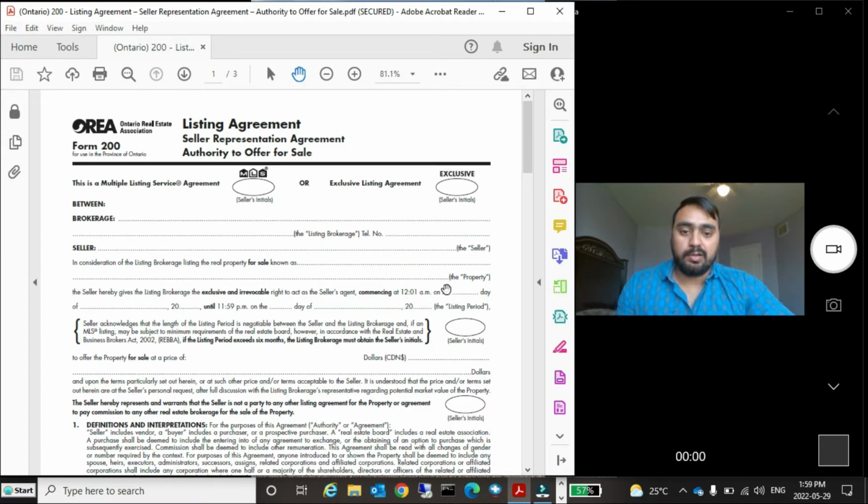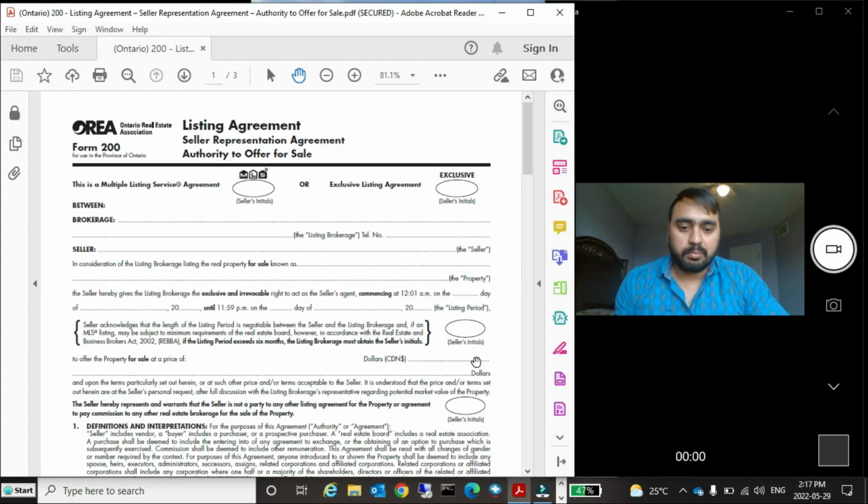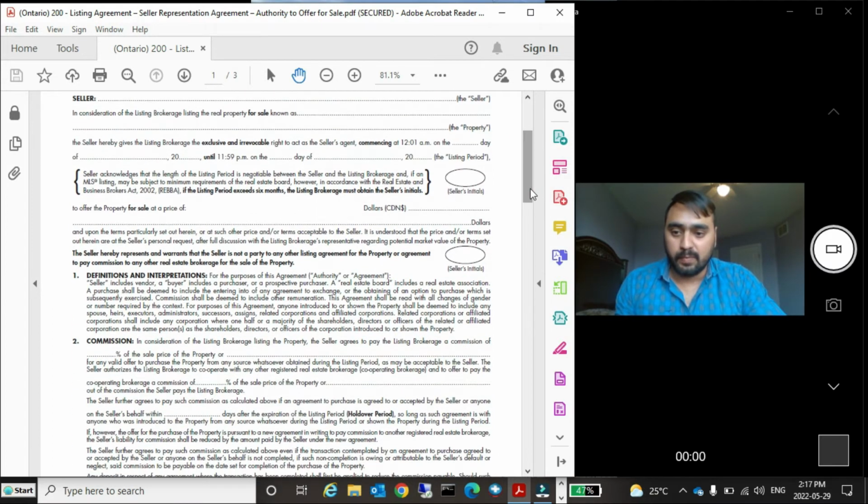In this section, it'll explain when the agreement will start and when it will end. So it's basically the commencing date up here. And if it's more than 6 months, then we need the seller's initial in this section. The listing price will go up here, and we have to write both the words and the digits of the listing price. And in this section, we'll need the initial of the sellers, because the seller hereby represents and warrants that they have not listed their property with any other brokerage.